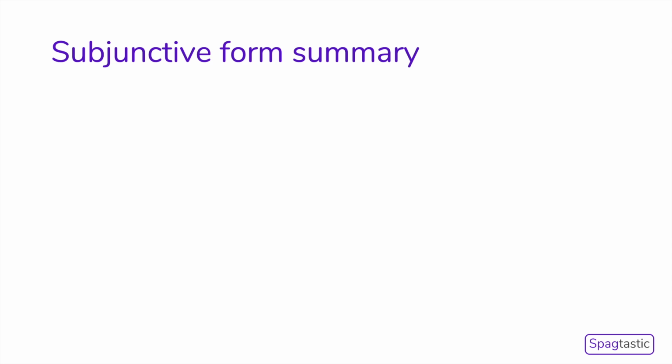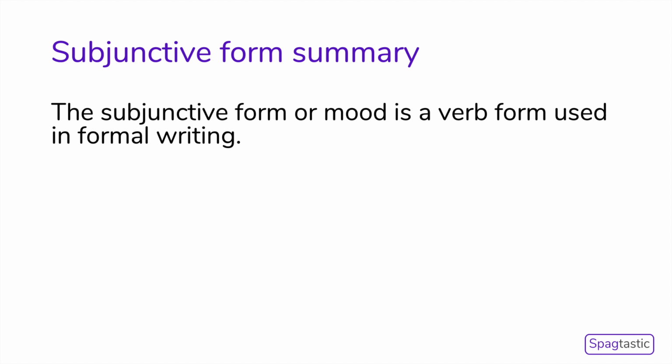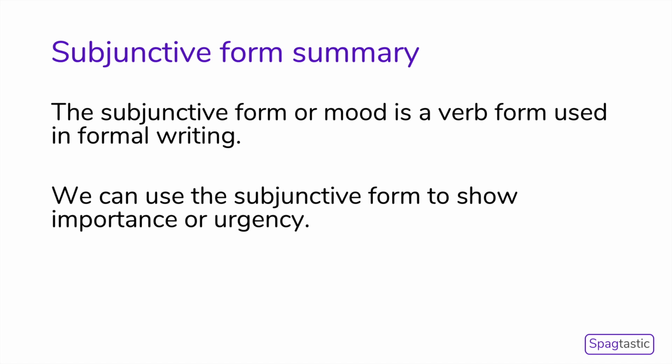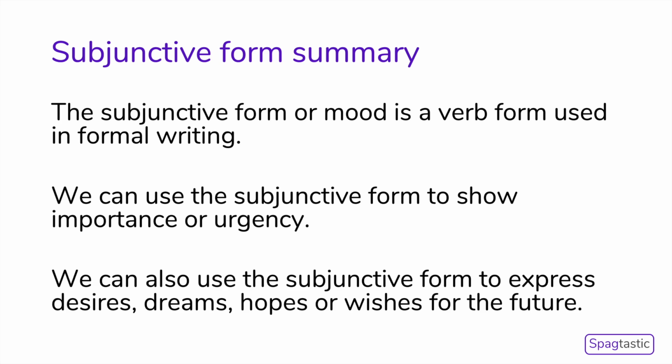Here is a summary of our learning about the subjunctive form. The subjunctive form or mood is a verb form used in formal writing. We can use the subjunctive form to show importance or urgency. We can also use the subjunctive form to express desires, dreams, hopes, or wishes for the future.